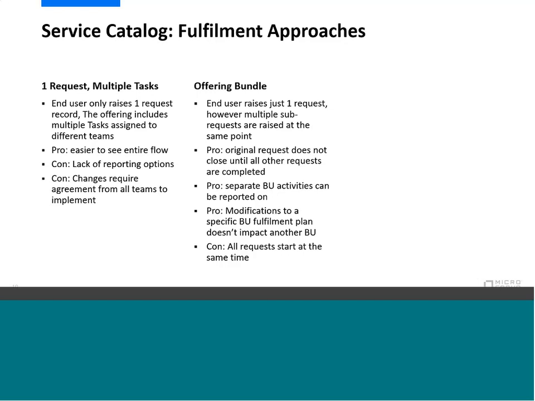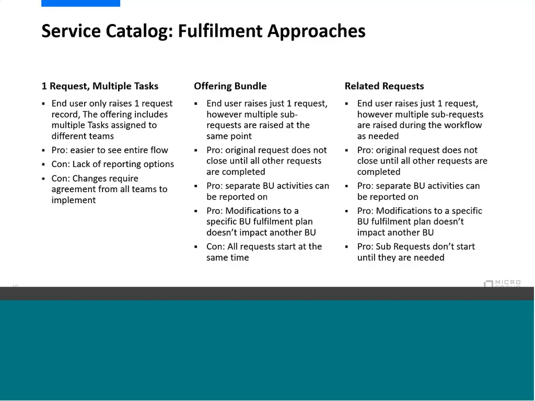One of the drawbacks with the way that the out of the box works is that all the requests kick off right at the beginning. So as soon as the parent request is created, all the others start at the same time. So what we then have is in essence our third option, which I've dubbed related requests, and that's basically taking the concept of a bundle and staggering it. So what we're basically saying is rather than those requests all starting at the beginning in the workflow, they're kicked off at various points within the workflow.